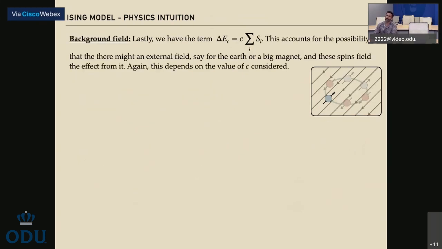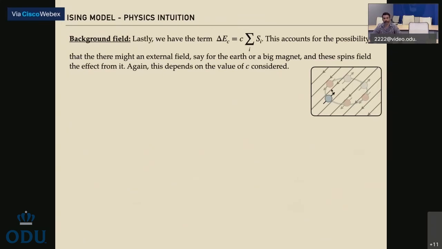And then the last term depends on this coefficient c, which multiplies the sum of all the spins. This accounts for the possibility that there might be some external field. I could submerge this ring inside of, well, if it's on the Earth, it's going to feel the magnetic field of the Earth, but I can also submerge it inside of a bigger magnetic field.